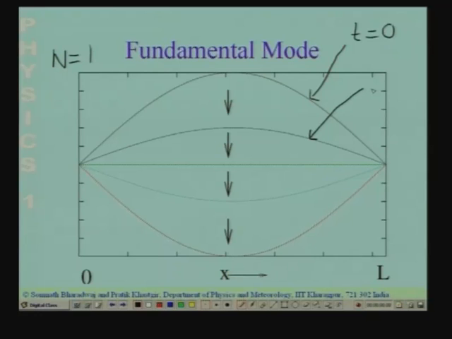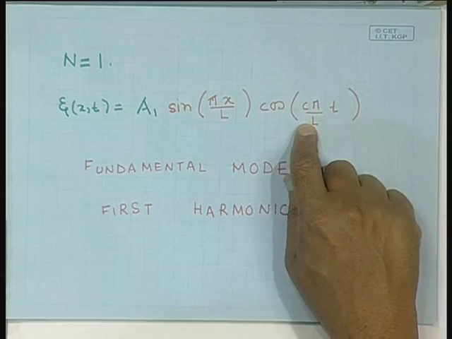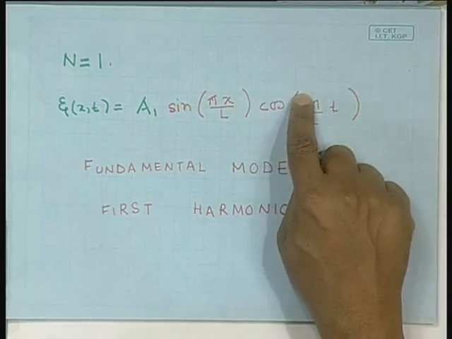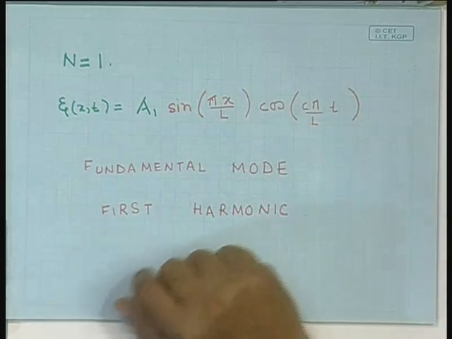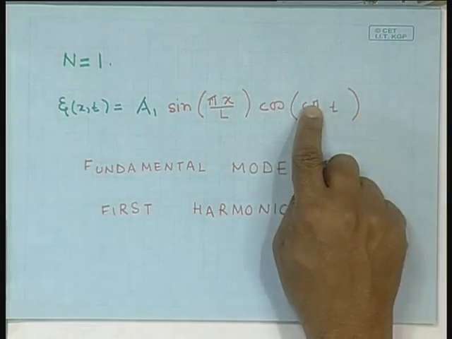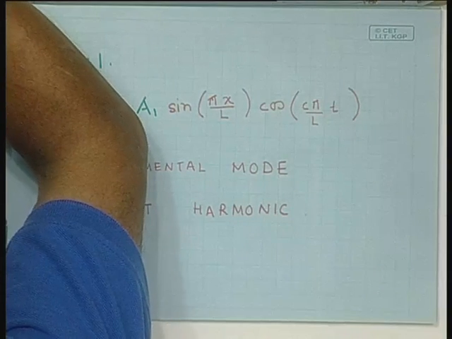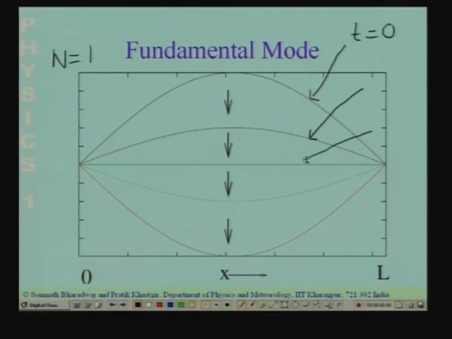And then as t increases further, the whole argument becomes pi by 2. You can calculate the time required for this whole argument to become pi by 2, not very difficult. When the argument of the cosine term becomes pi by 2, the value of cosine pi by 2 we know is 0. So, the string is in the undisturbed position, the displacement of the string becomes 0 everywhere.